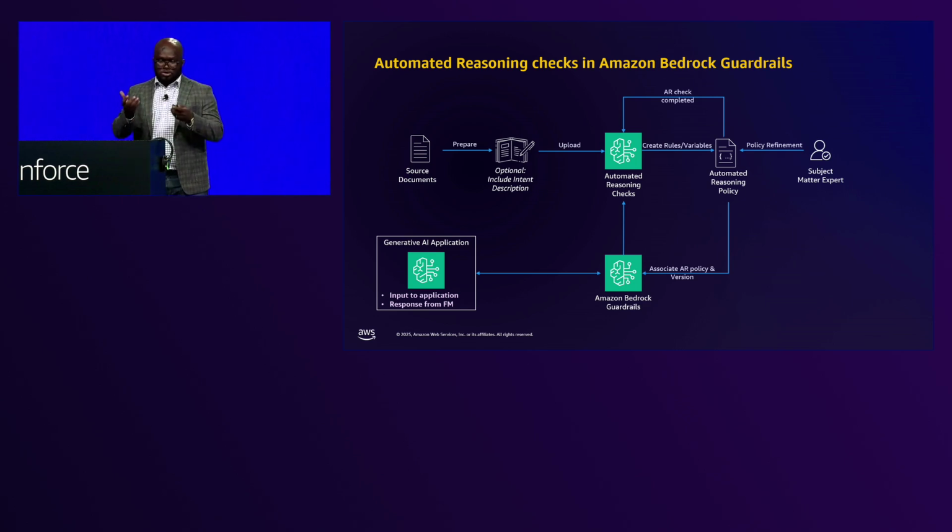And so this is what it's about. Basically everything that I just showed you is what this workflow is about. You have your source document, you have your intent that you can put in, and then you upload it, and automated reasoning checks creates the rules and the policy. Then you can get a subject matter expert to refine the policy, because what is their definition of truth? They can look at it and say, maybe this rule I want to change, and each time they update the rule, a new version of the policy is built, and they can use it. Then you can take the policy, attach it to guardrails, and use it as part of your application.